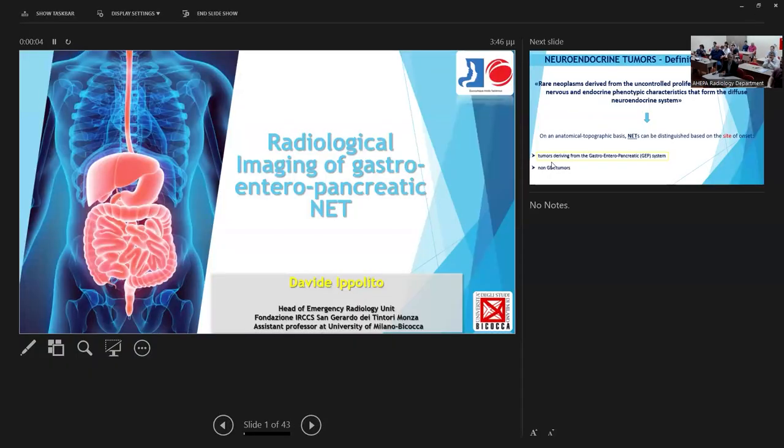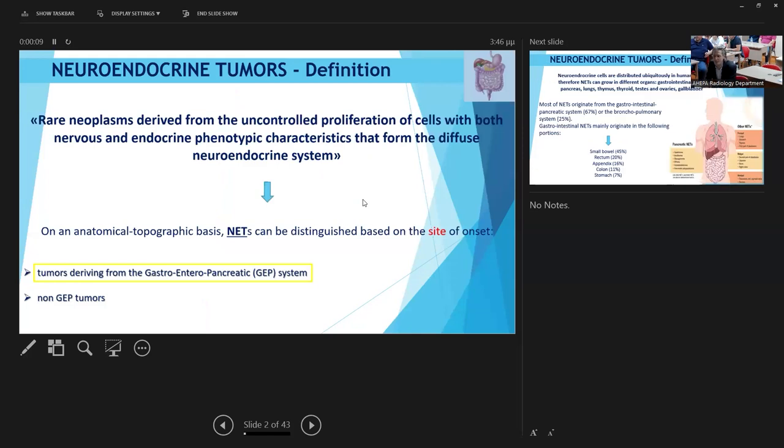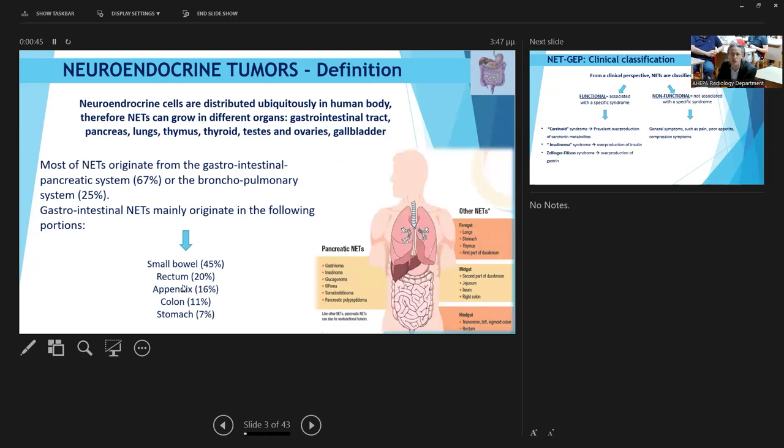Yes. Thank you again. Let's start by defining the radiological imaging of gastroenteropancreatic neuroendocrine tumors. They are rare neoplasms that derive from the proliferation of cells that present characteristics of both the nervous system and the endocrine phenotype. These cells are located all around our body, and so the tumor may develop in different organs. For this reason, we usually distinguish neuroendocrine tumors into tumors deriving from the gastroenteropancreatic tract and non-gastroenteropancreatic tumors. Today we will focus on the gastroenteropancreatic tract, which accounts for almost 60% of cases. The second typical location is the bronchopulmonary system.